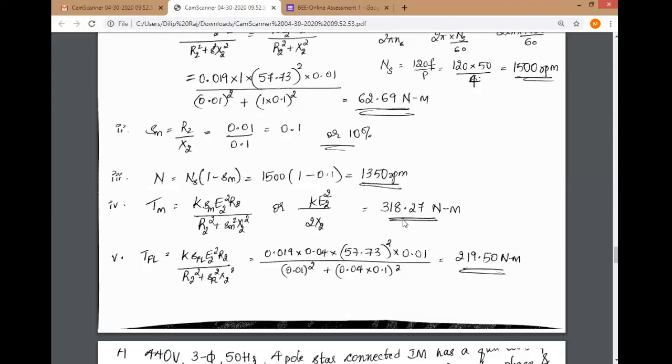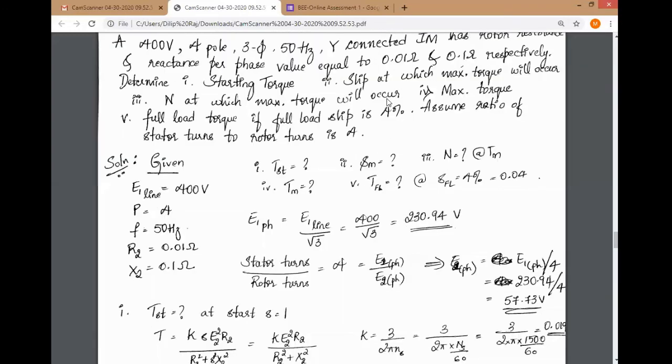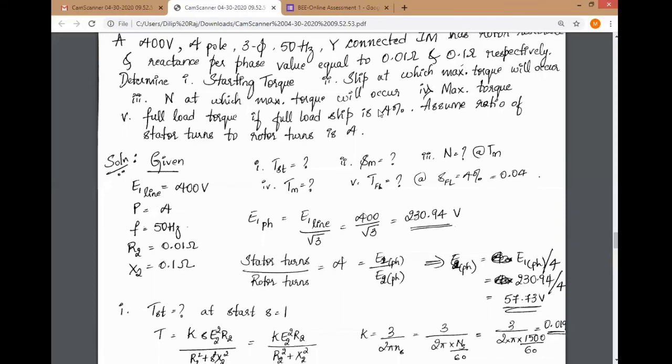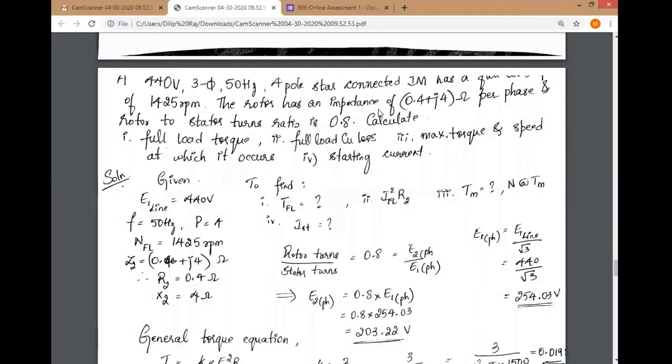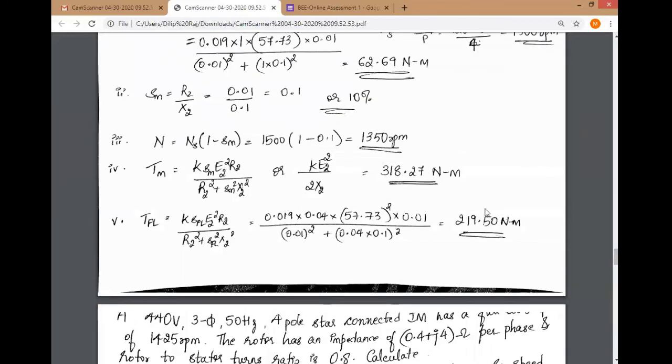Next, the fifth parameter to be calculated is the full load torque. By replacing the value of S by SFL, we get the value of full load torque. But is the value of full load slip given? Full load slip is given in the question as 4%. But when you substitute in the formula, you have to take it as 0.04, that is 4 divided by 100. Substituting all the given values, full load torque is 219.5.